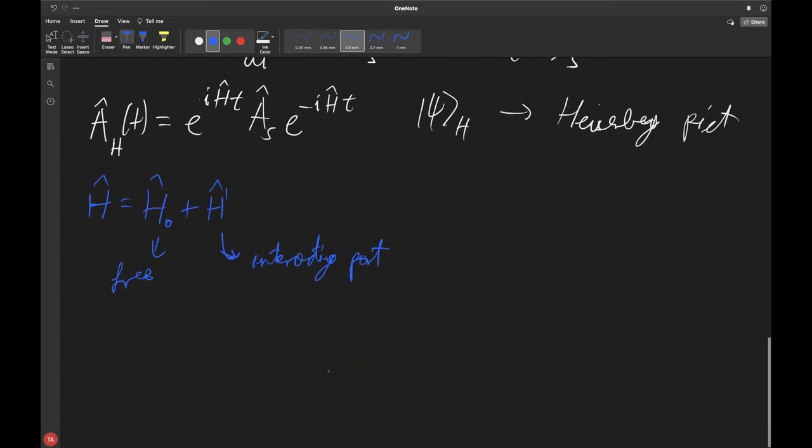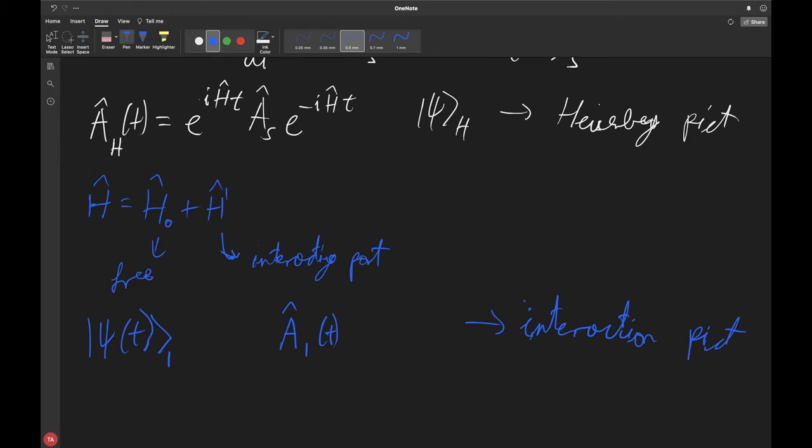So now let's denote the state often in the interaction picture as the psi t I, I as for the interaction, and we have the operators as A I t. So now we have a situation in which both of them are time dependent. This is the interaction picture.